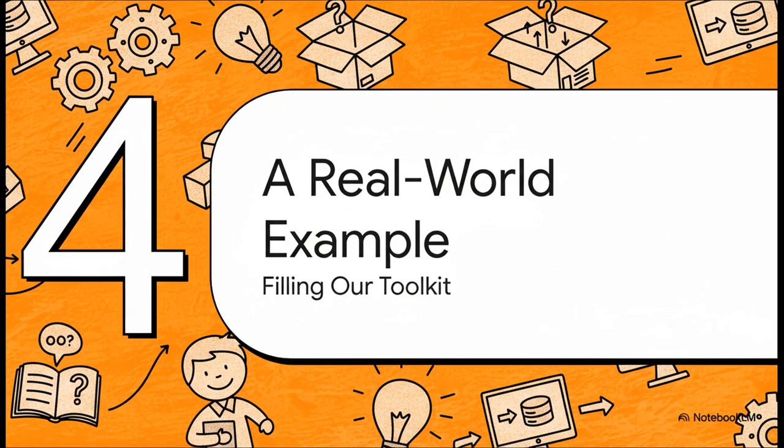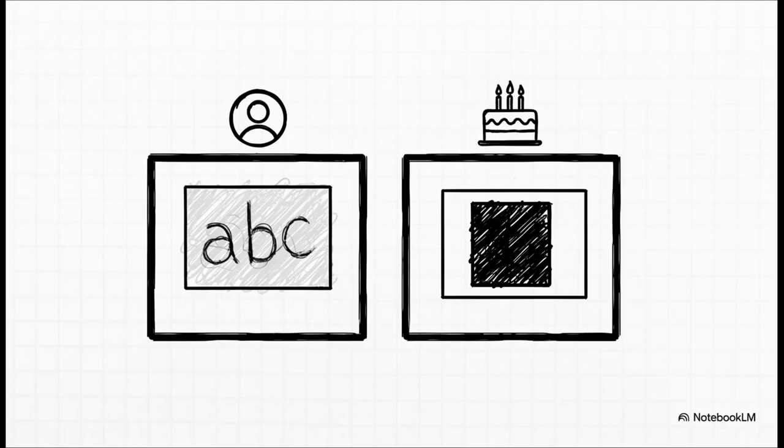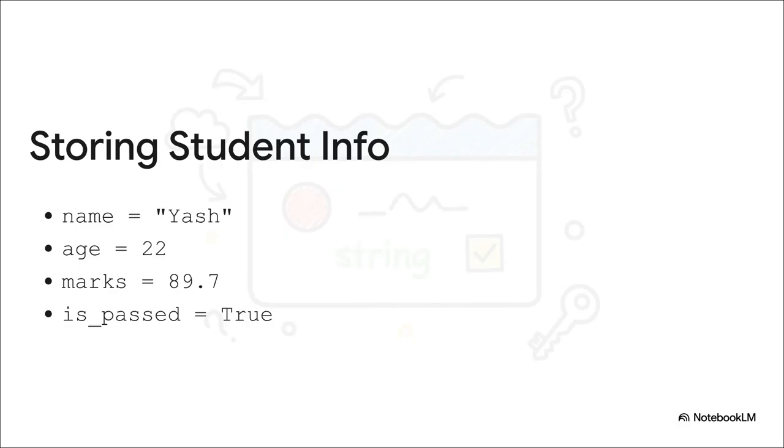Okay, theory is great, but let's actually see this stuff in action. We're going to use our new digital toolkit to store some basic information about a student. So first up, we'll create a variable called name, and because Yash is text, it's got to be a string. Next, we make a variable called age, and we store the whole number 22 in it, which makes it an integer. See? 2 different boxes for 2 different kinds of data. Let's keep going. We'll add another variable, marks, and store 89.7. That decimal point is a dead giveaway. This is a float. Then we'll add isPassed and set it to true. That's our boolean, a simple yes or no answer.